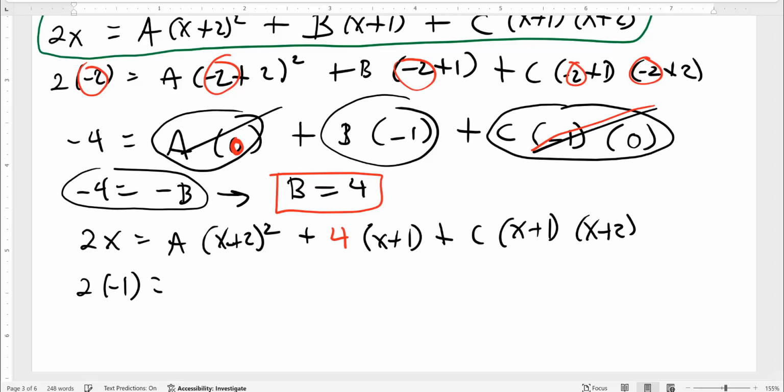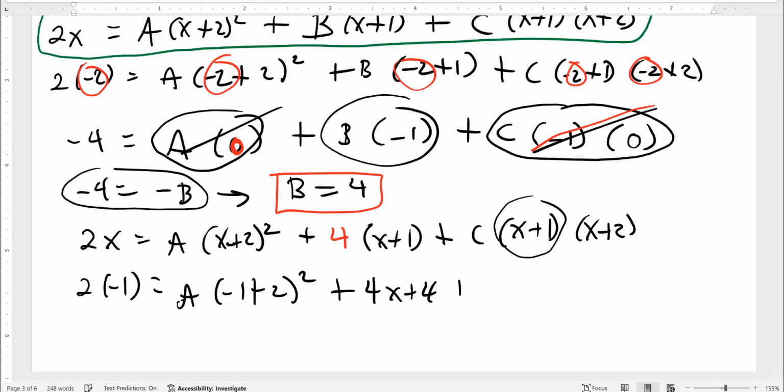When I do that, that's going to make this term 0, which will make the c disappear, and the only variable remaining will be a, and then I can get a from that. So I'm going to get a times -1 plus 2 squared plus 4, I guess I'll distribute this, 4x plus 4, plus c times -1 plus 1 times -1 plus 2. This part becomes 0, so the whole thing disappears.